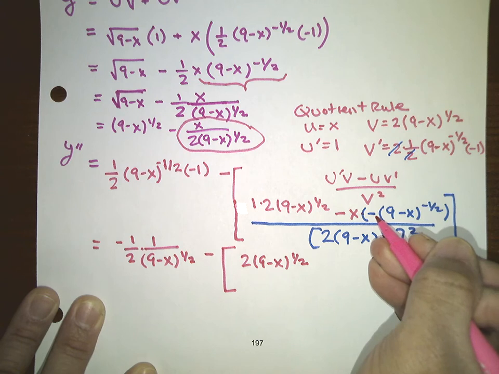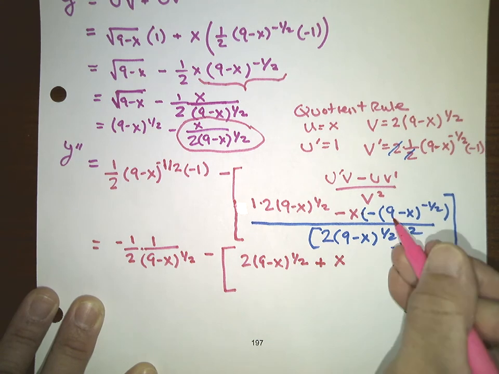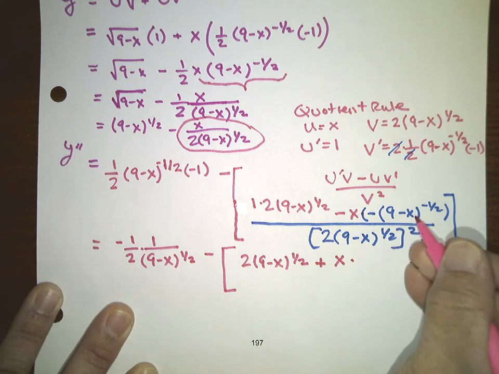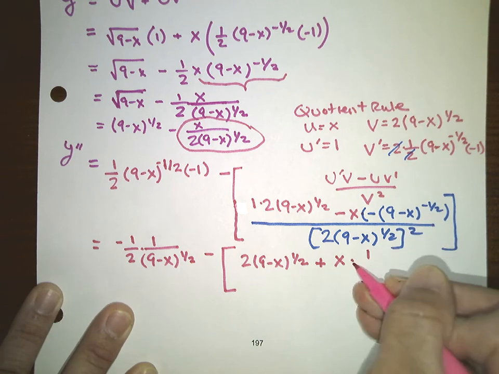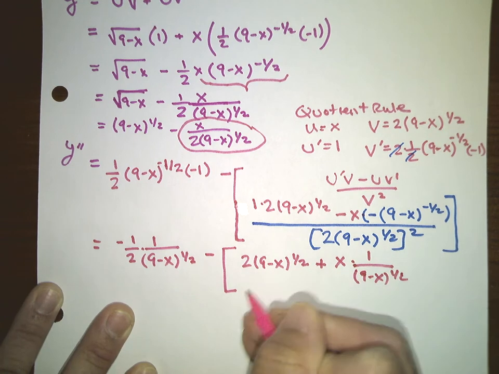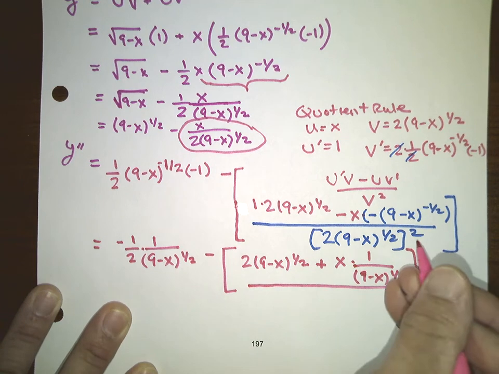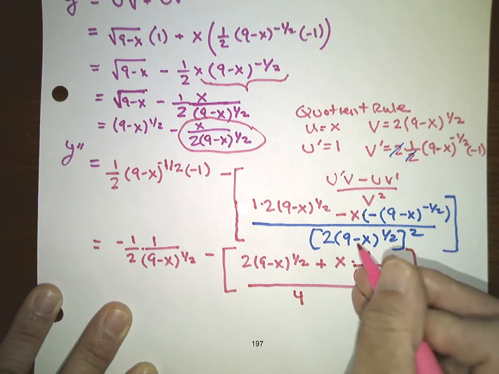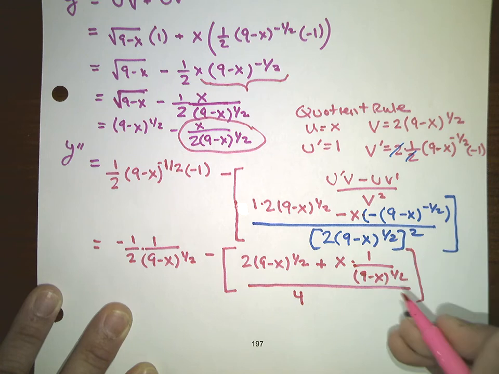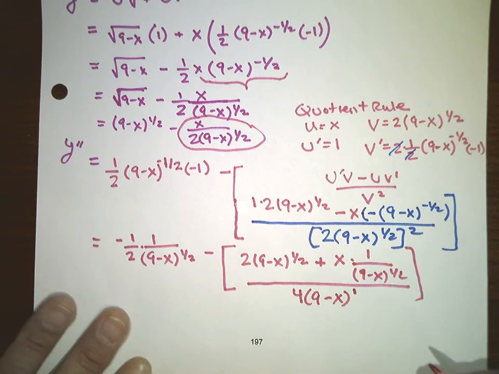A negative x times a negative is actually a positive, so plus x, and then times, and I'll rewrite this 9 minus x to the negative 1/2 power as 1 over 9 minus x to the 1/2 power, and then this is all over 2 squared, which is 4, and 9 minus x to the 1/2 squared is just going to be 9 minus x to the first power.